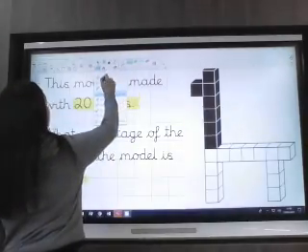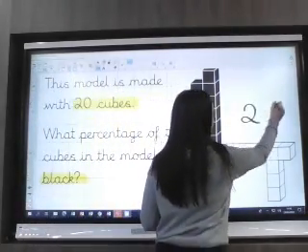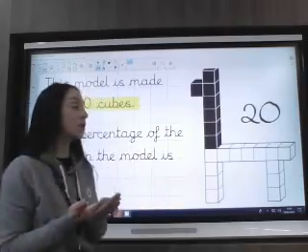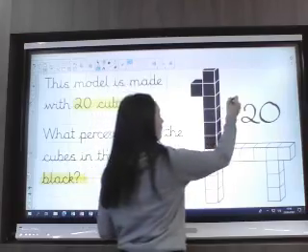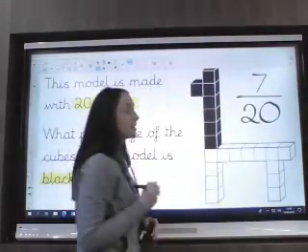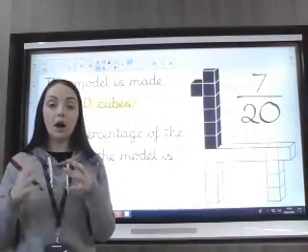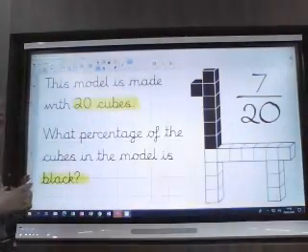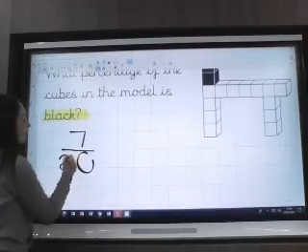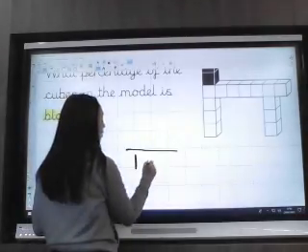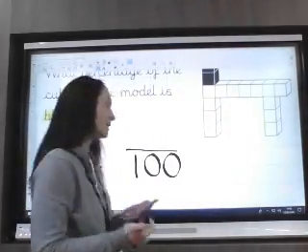So first of all, we need to know how many are black. So we know there's 20 in total, and there's 1, 2, 3, 4, 5, 6, 7. 7 of them are black. So 7 out of 20 are black. So your fraction would be 7 over 20. But we don't want a fraction, we want a percentage. Now a percentage is out of 100, isn't it? A full amount is 100%.